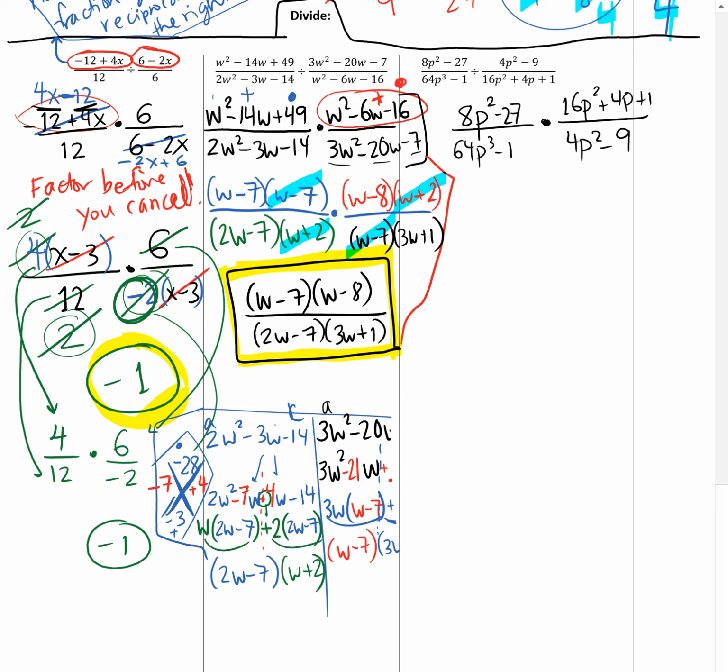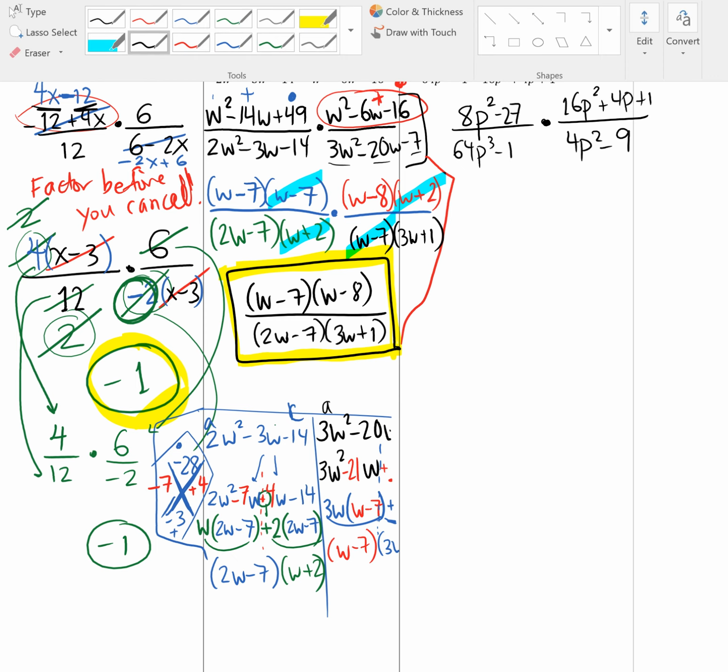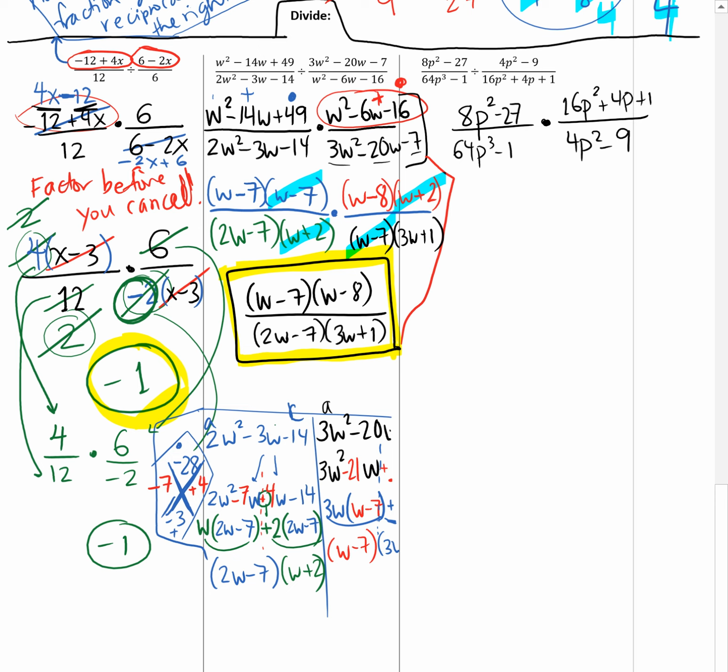Okay. Now I'm going to see if I can cancel here, or, you know, see if I can factor, sorry. So this numerator, 8p squared minus 27.